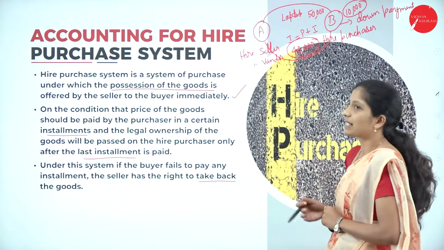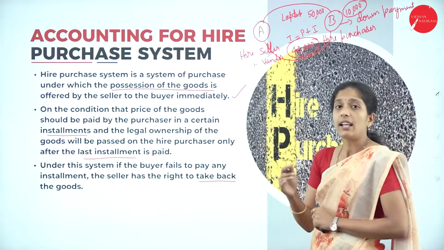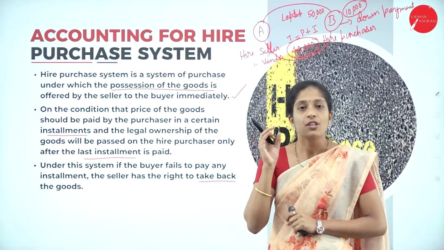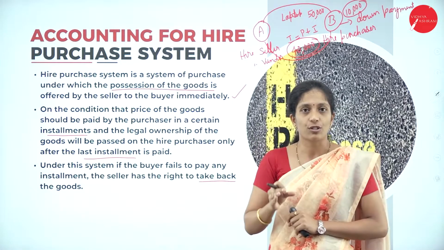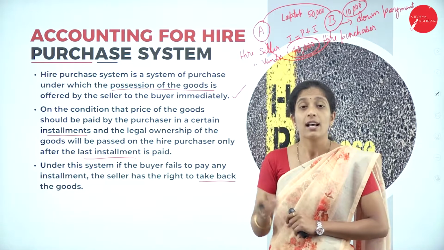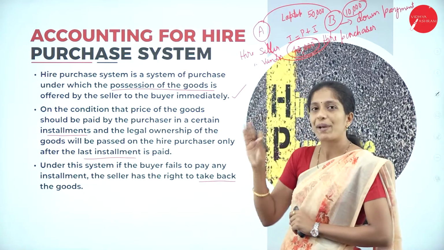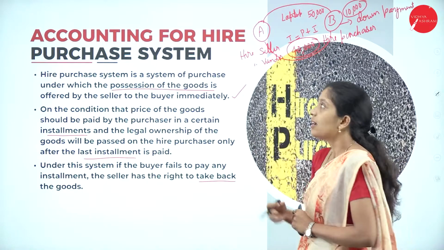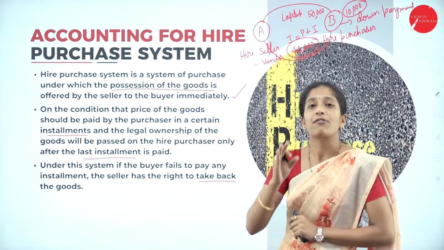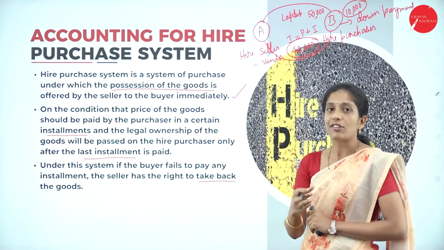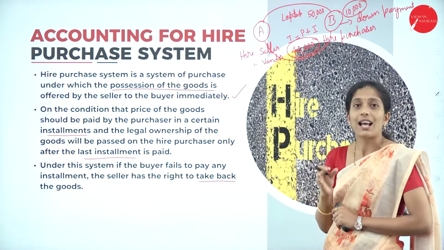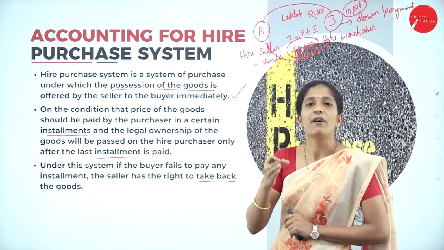If you take the same example, now A is the hire seller. He has transferred the goods, that is the laptop, to B, the hire purchaser. The value of the laptop is rupees 50,000, but B has paid only 10,000 as down payment. The remaining 40,000 has to be paid by B in installments. Suppose B pays 20,000 and fails to pay the remaining 20,000. In such cases, A has the right to take back that asset, the laptop, from B.